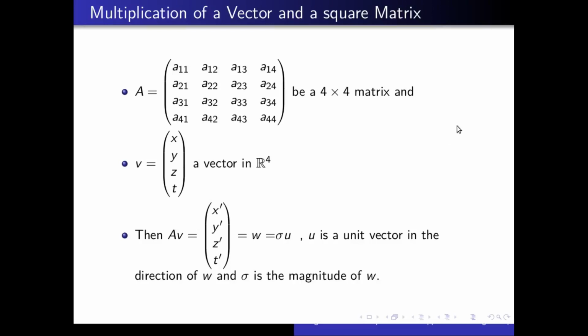So let's see what happens when you multiply a vector by this square matrix. We'll work with a 4x4 matrix and a vector in R4, and when we multiply A by V, where A is the matrix and V is the vector, we get another vector in R4, probably in a different direction from V. So we can get a unit vector in the direction of the image under this matrix multiplication, and then the new vector can be written as a multiple of the unit vector multiplied by the length. So it's a unit vector multiplied by the length of the image vector W, and so U is just a unit vector in the direction of the image vector.